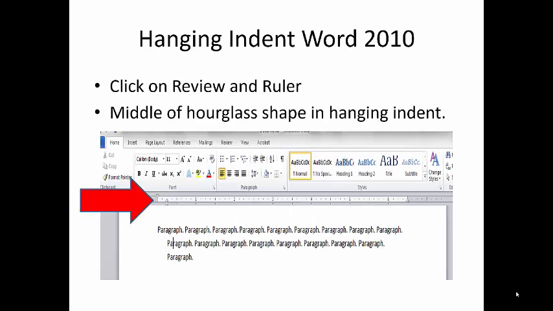As mentioned before, references should have a hanging indent. This is how you would do so in Word 2010. You click on your ruler at the top of the page where you see your hourglass. The bottom half of the hourglass can be clicked and dragged to where you would like the hanging indent.